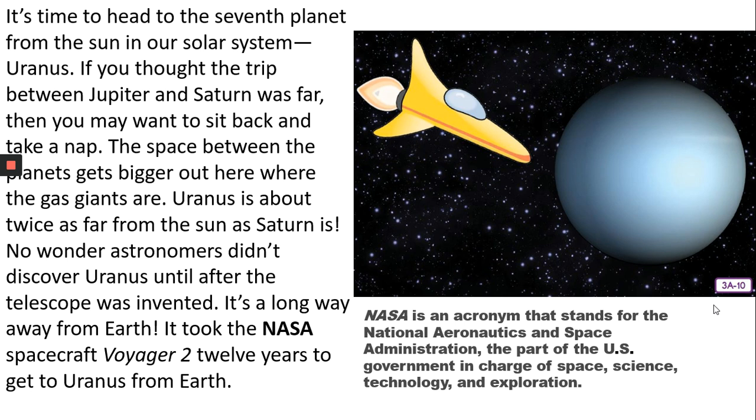It took NASA spacecraft Voyager 2 12 years to get to Uranus from Earth. NASA is an acronym that stands for the National Aeronautics and Space Administration, the part of the U.S. government in charge of space and science, technology, and exploration. A lot of technology and innovations have come out of NASA. You'll want to check that out.